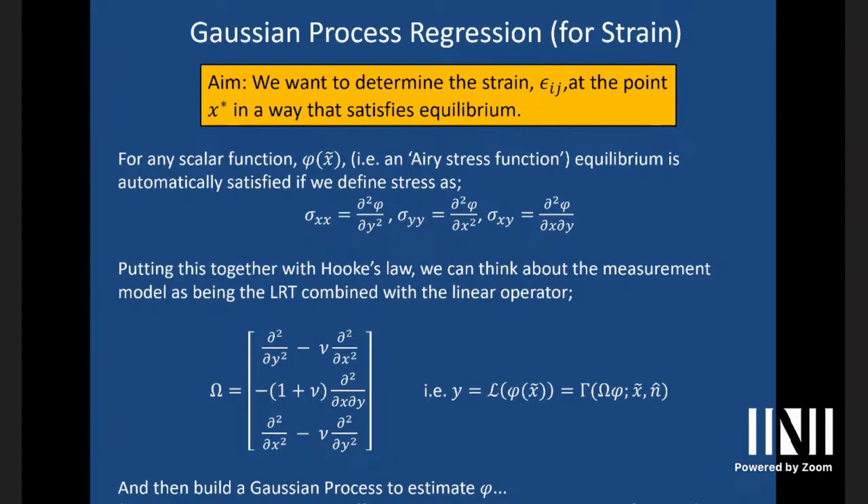And so putting that together with Hooke's law and what we're doing here, we just have another operator in the way. So we have this potential field, and our final measurement, or our operator that does our measurement, is just a combination of the ray transform and that operator that turns our potential into stress. And then we can just build a Gaussian process to estimate that potential. In fact, we can do it that way, or the other version is you build that operator into the kernel function. It's the other approach, but equivalent.